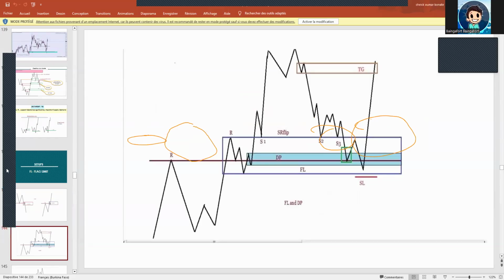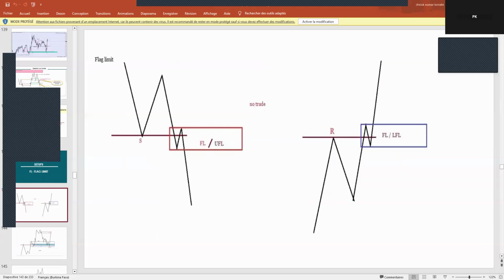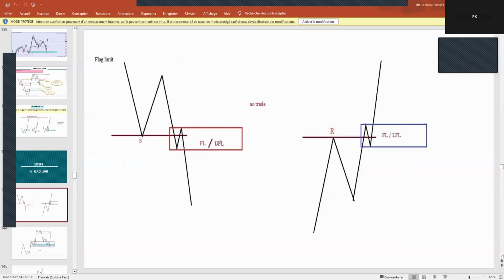But is that a flag limit? I think that was an FTR. Price never kept the price high or low. Go back to the previous slide, on the left side or the other diagram. This is an FTR. Why do you call this a flag limit? For a flag limit, it should go back, touch the rectangle, and then go further down. That's my understanding.